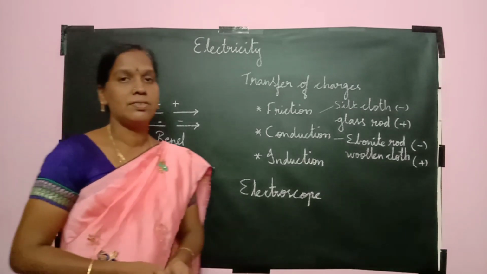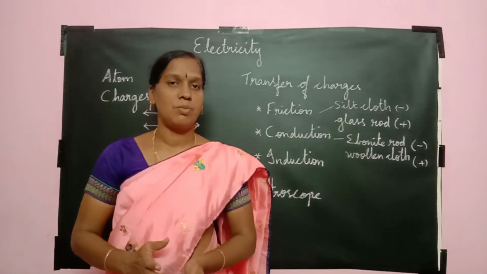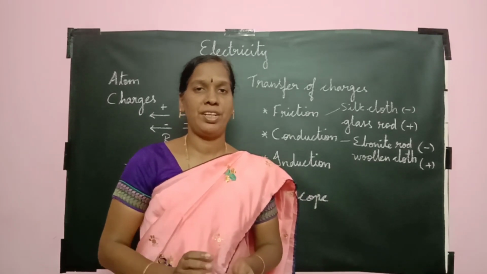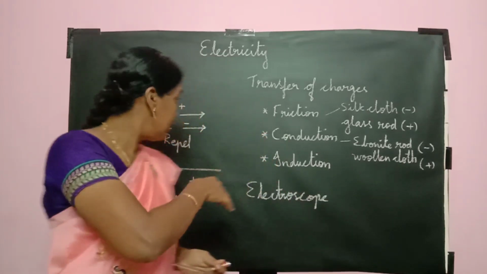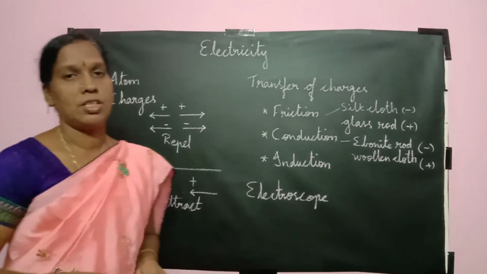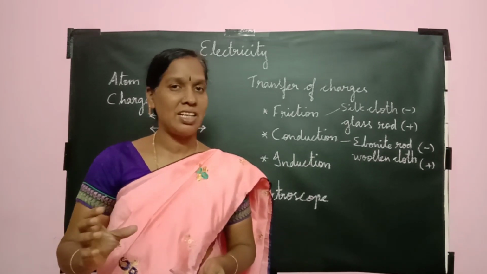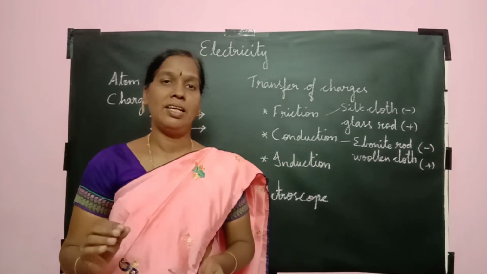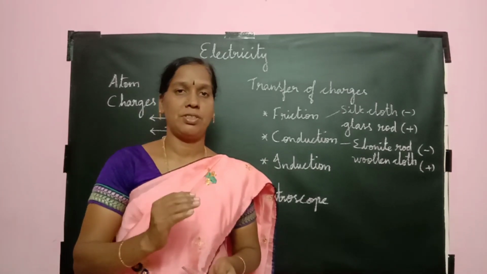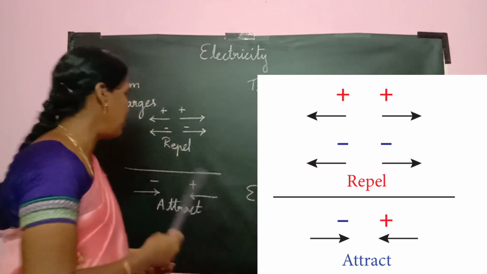Regarding charges, the electric charge is measured in coulombs. So 1 coulomb is equal to 6.242 into 10 to the power of 18 protons or electrons. There are two types of charges, positive charge and then negative charge. If the number of protons is more in the atom, then it is said to be positive charge. If the number of electrons is more compared to that of the protons, then it is said to be negative charge. So if protons are increased, positive charge. If electrons are increased, then it is said to be negative charge.